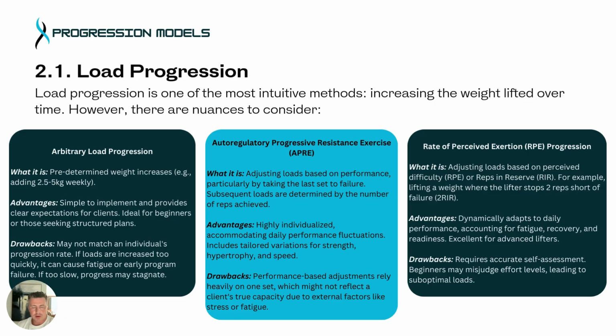So the first one's an arbitrary load progression. And you can see this in powerlifting programs a lot of the time, but predetermined weight increases. It's simple to implement, provides clear expectation for clients, ideal for beginners or those seeking a ton of structure. Now, it may not match an individual's progression rate. So some people, it's too slow. For some people, it's too fast. For some people, it's too consistent. They have peaks and troughs in how they progress.